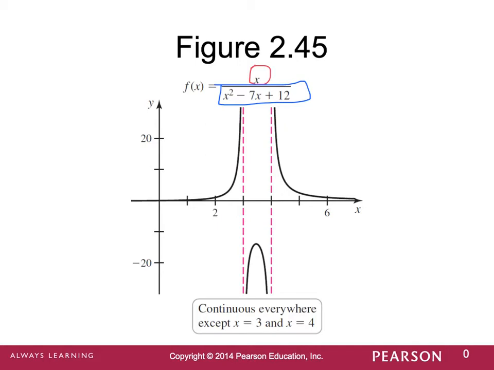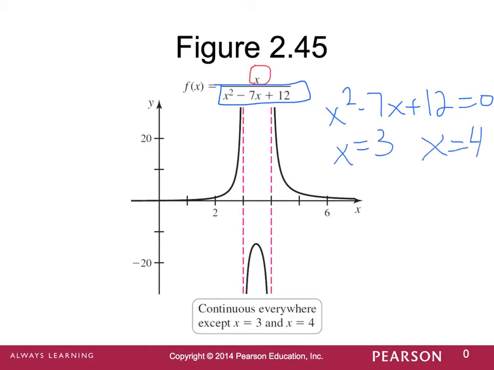However, when we divide these two functions, we get 2 points of discontinuity, because x squared minus 7x plus 12 is equal to 0 when x is equal to 3 and when x is equal to 4. And so those are the 2 points at which we have a 0 in our denominator and we have points of discontinuity, because our limits do not exist.